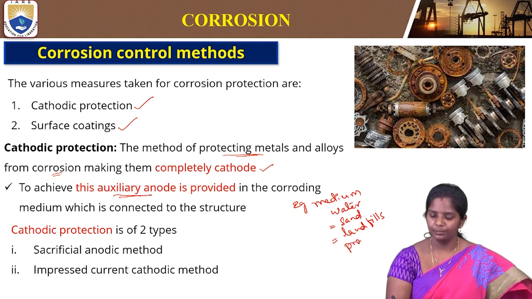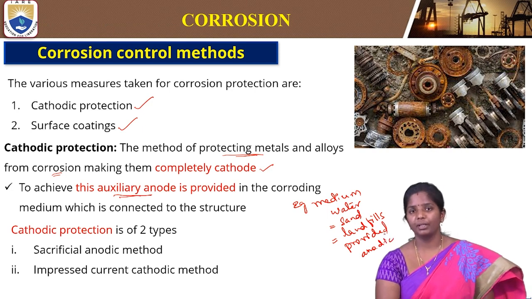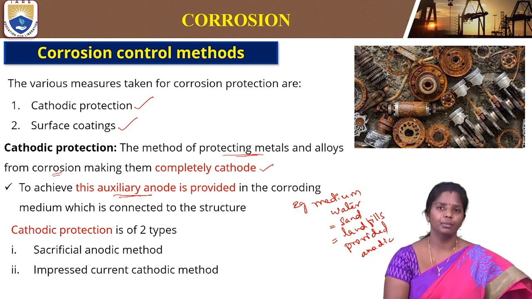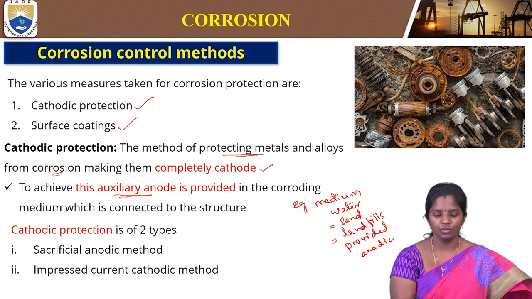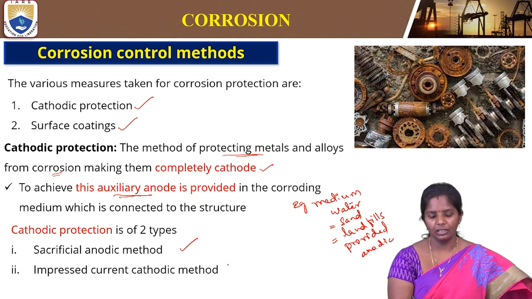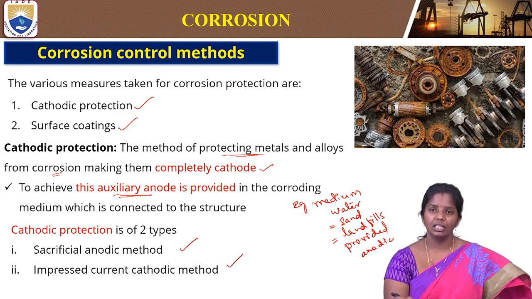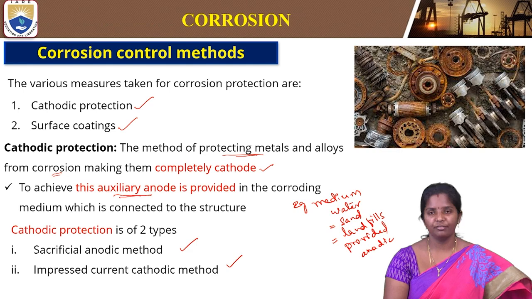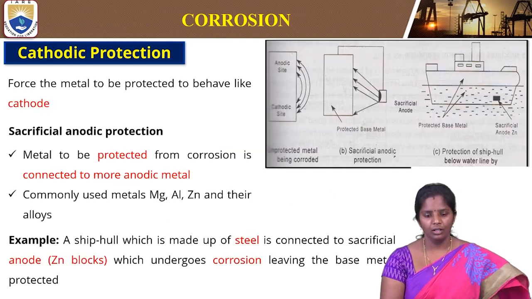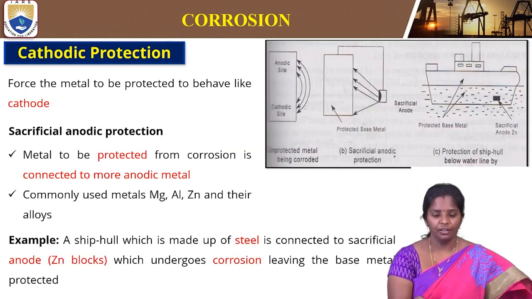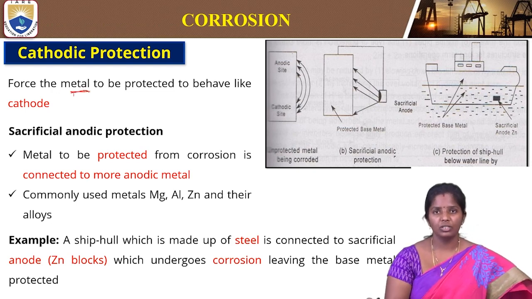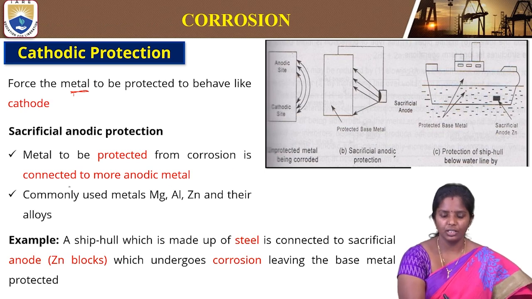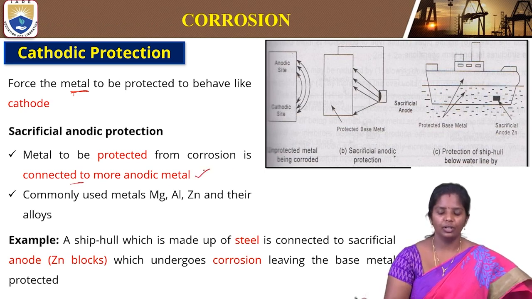We will be providing an anode, so that our metal of application will become cathodic, and therefore it will be protected. This is of two types again: sacrificial anodic method and impressed current cathodic method. We will see in detail what these two methods of cathodic protection are. In cathodic protection, we force the metal to act as a cathode. The metal to be protected from corrosion is connected to a more anodic metal.